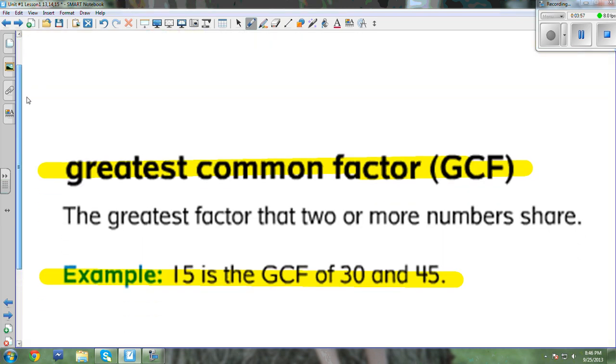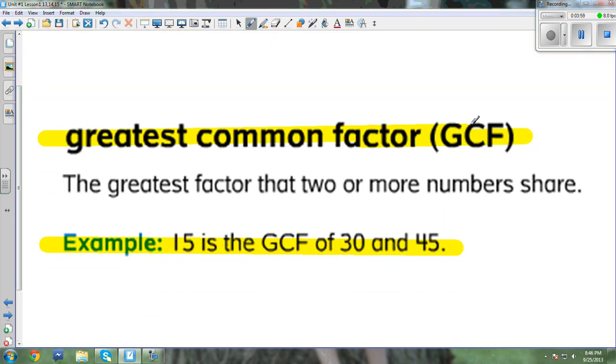All right, definition. If you would copy greatest common factor and then also put GCF, but I do want you to put both greatest common factor and GCF. And then you don't have to copy the definition, but it's the greatest factor that 2 or more numbers share. I do want you to copy the example. So in your black notebook, copy down 15 is the greatest common factor of 30 and 45. 15 goes into 30 twice, and 15 goes into 45 3 times. All right, copy that down, and then we're going to move on.